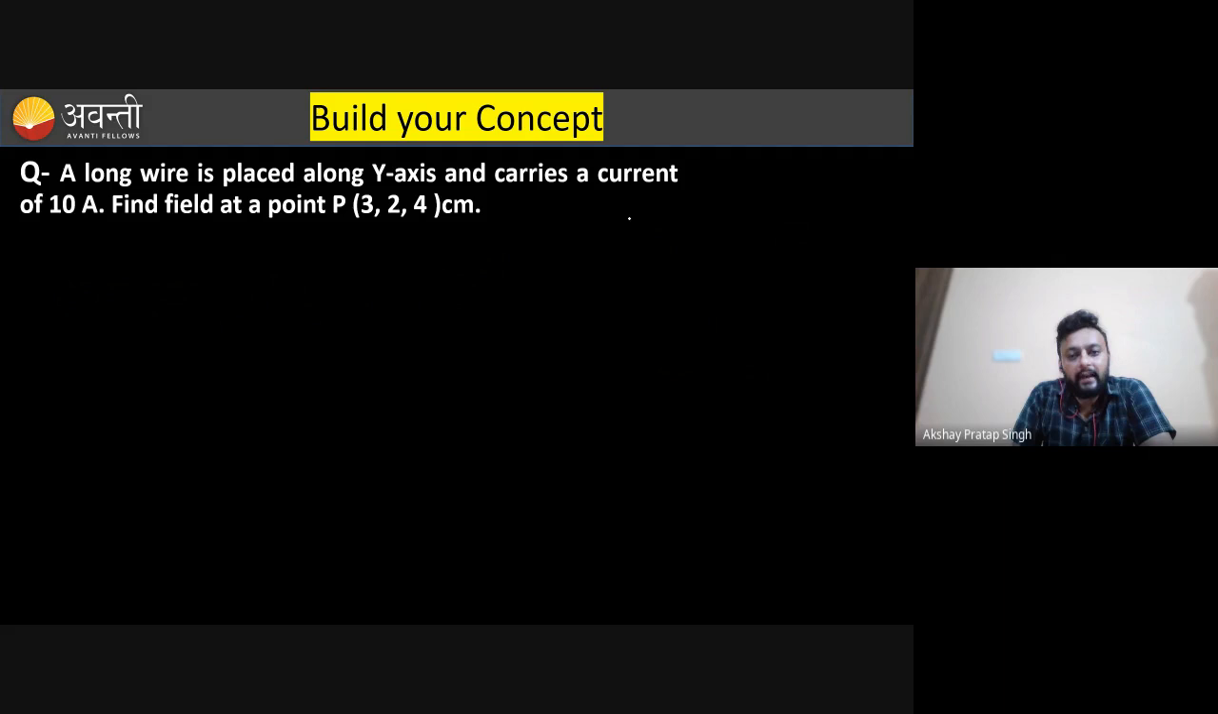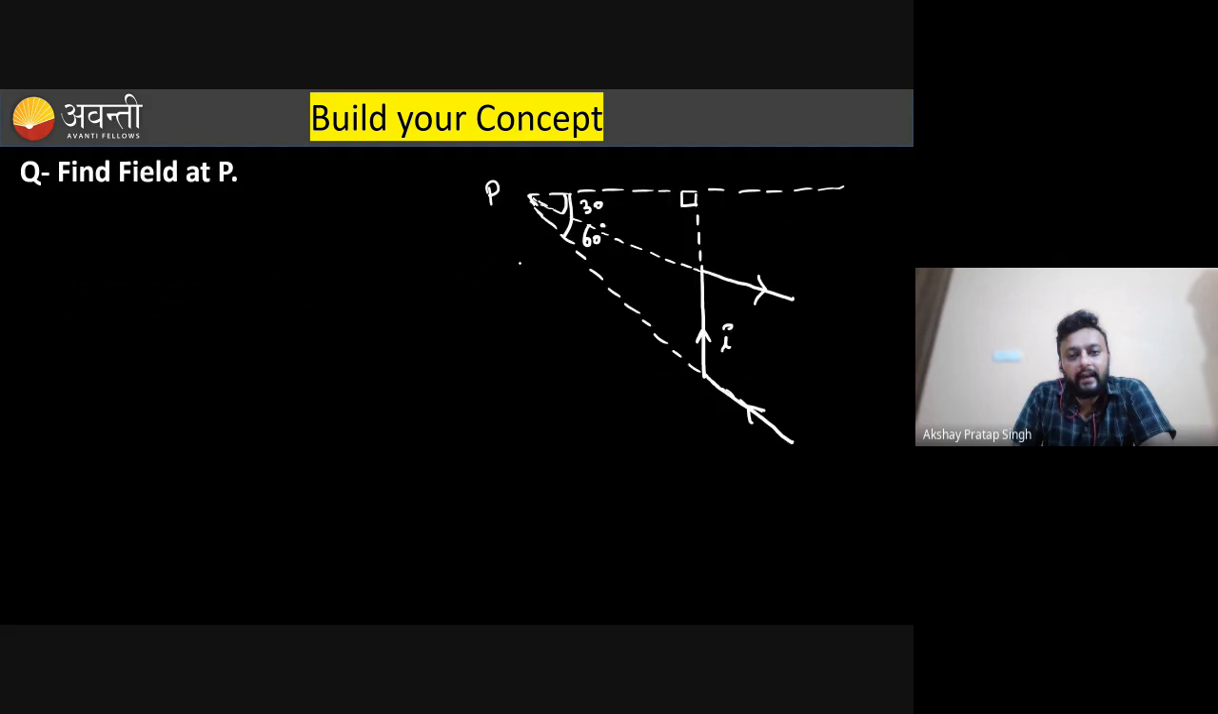This is the question. Again, a very simple question. You can do it in your homework. I'm giving you this question in your homework. I am moving further for the next question, which is very important.